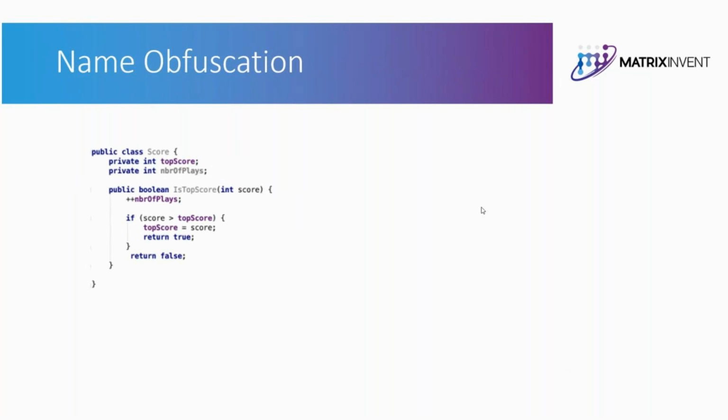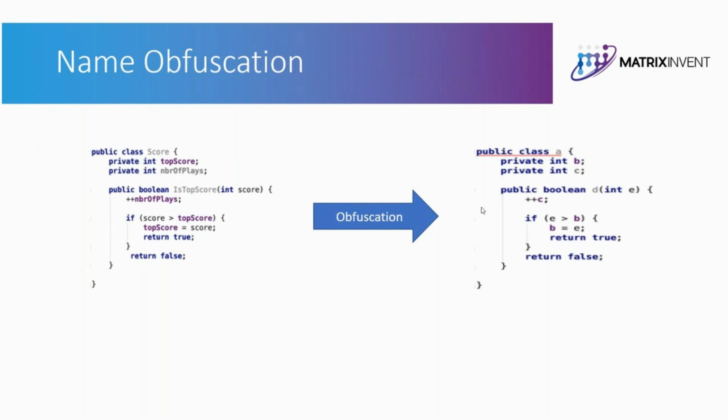Name obfuscation. Basically, developers tend to choose meaningful names for the classes, functions, and variables. This improves the readability of their software and makes it easier to debug. So, the name obfuscation security technique consistently replaces these names with meaningless alternatives throughout the app.